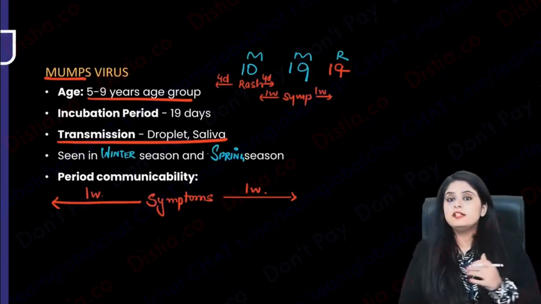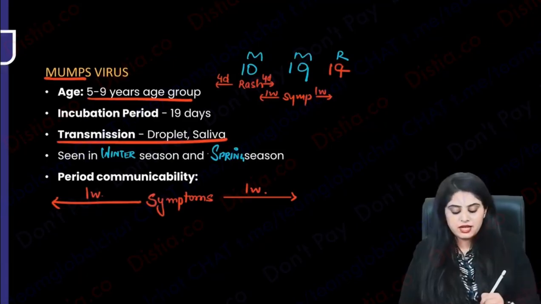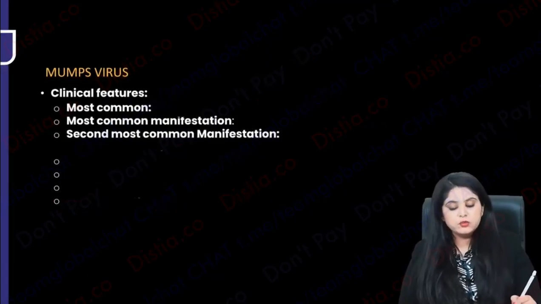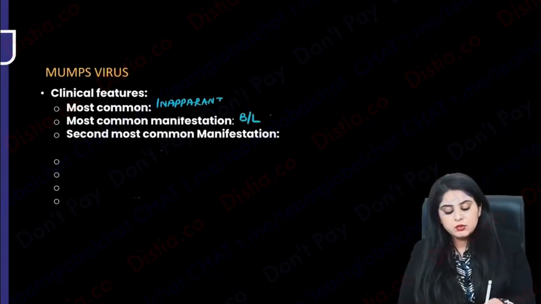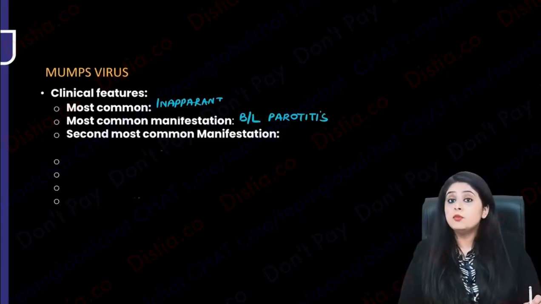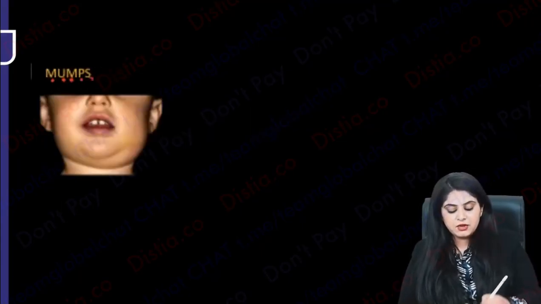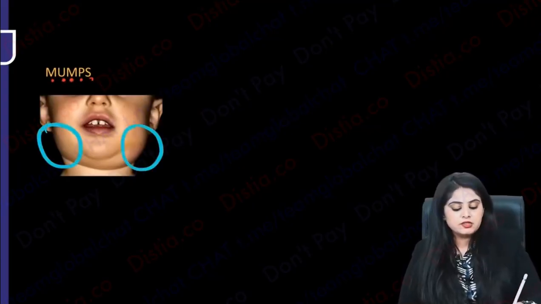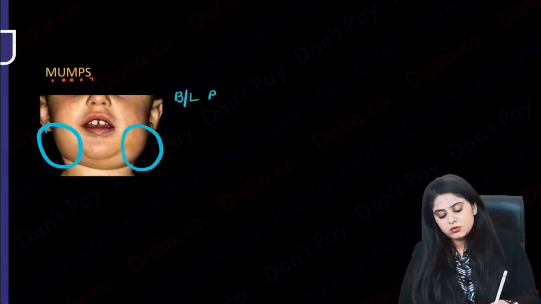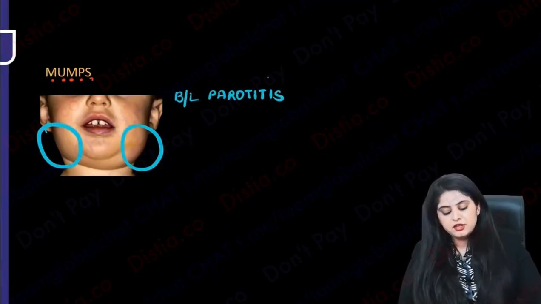Okay, but what is the infection that this cute little Jerry is going to have? Firstly, if I ask you what is the most common, you will say inapparent. The most common manifestation usually goes inapparent. If it has to show a manifestation, then the most common is going to be bilateral parotitis. That is the most common manifestation. That is why now you understand why Jerry had this cute little chubby architecture, because there is a bilateral parotitis noted over here.